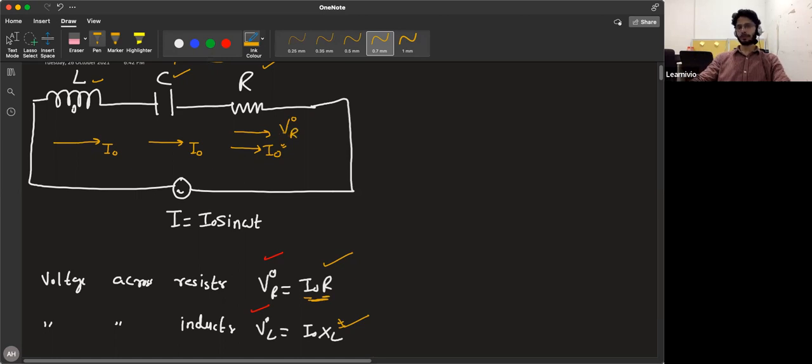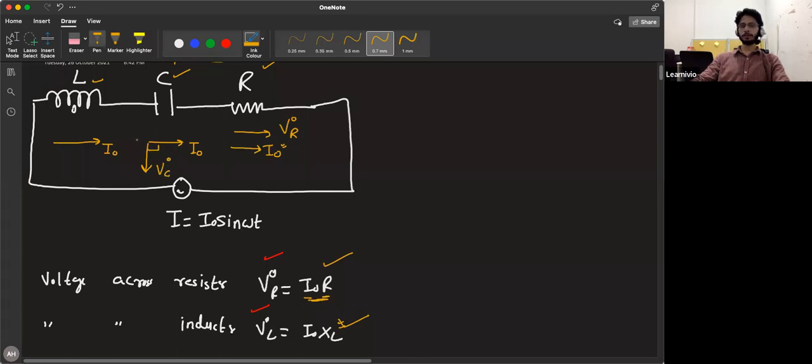In a capacitor, check whether current and voltage are in the same phase or there is a phase difference. Just check your notes and tell me, are current and voltage in a capacitor in the same phase? If not, which one is leading? Does voltage lead current or lag current? In a capacitor, current leads, right? So voltage lags. So in a capacitor, voltage lags current by a phase difference of pi by 2.